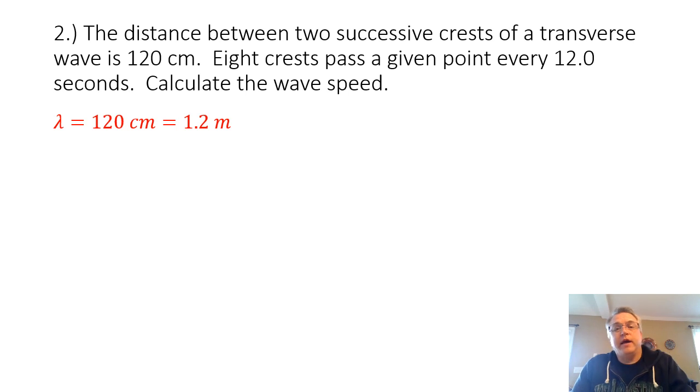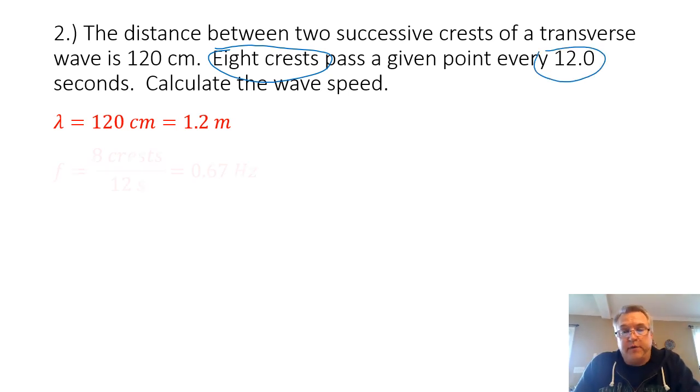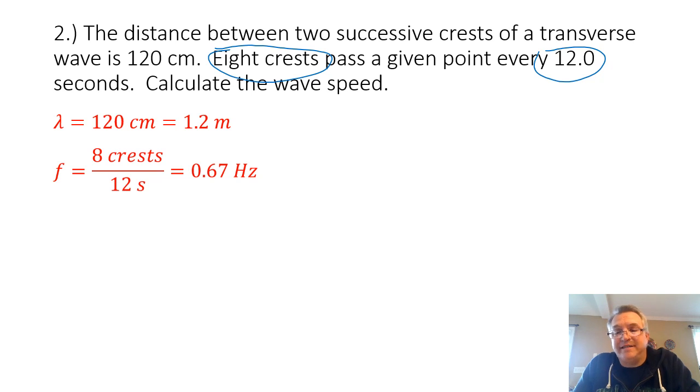And I know that there are 8 crests, or 8 oscillations, every 12 seconds. So my frequency is the number of oscillations per second. So I have 8 crests or oscillations in 12 seconds. So 8 divided by 12 is going to give me 0.67 hertz.